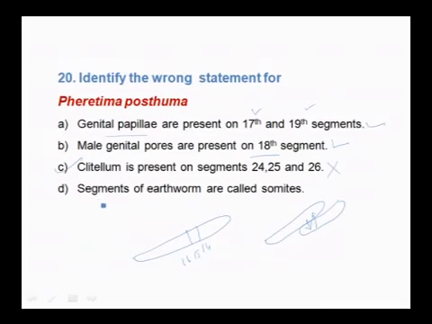Look at the last one. Segments of earthworm are called somites. This is also correct.